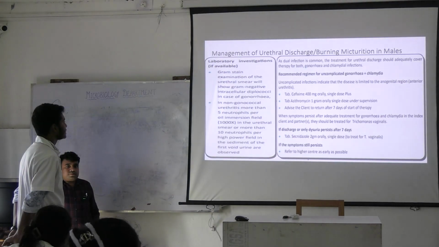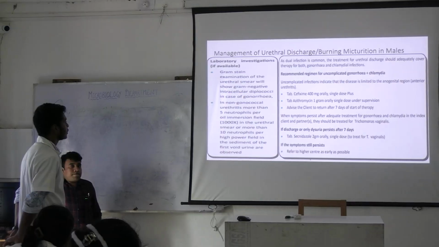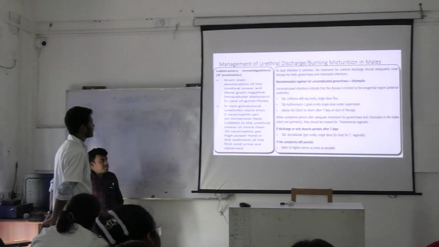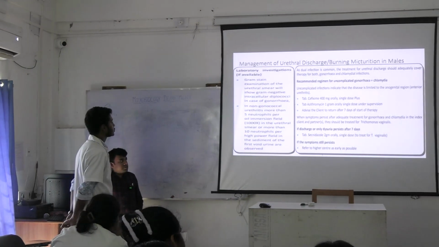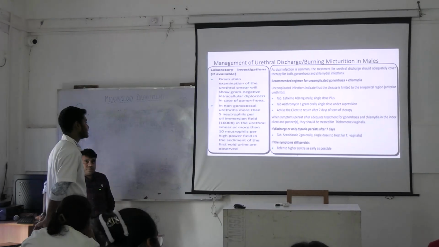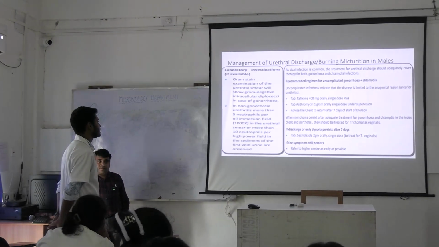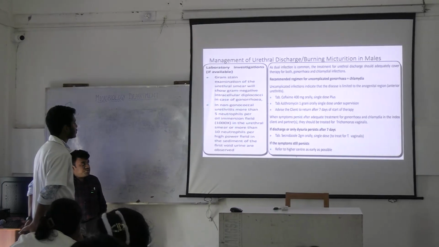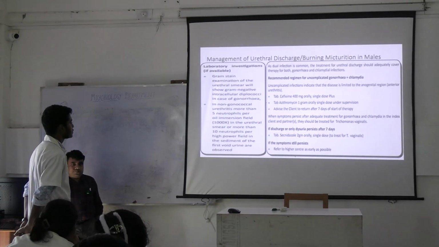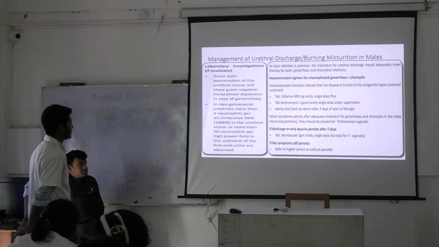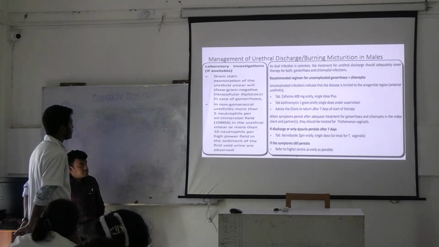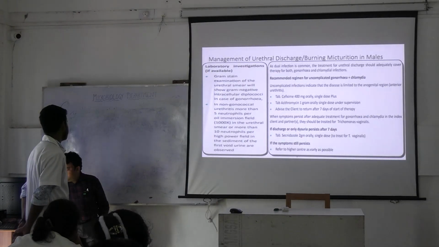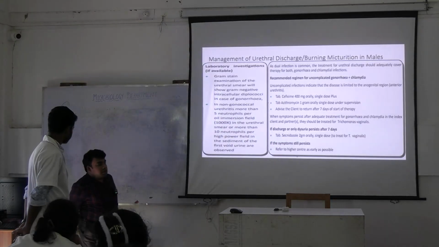When symptoms persist after adequate treatment for gonorrhea and chlamydia in the index client and partner, they should be treated for trichomonas vaginalis. If discharge or only dysuria persists after 7 days, then tablet secnidazole 2 gram orally, single dose, to treat for trichomonas vaginalis. If the symptoms still persist, then refer to a higher center as early as possible.